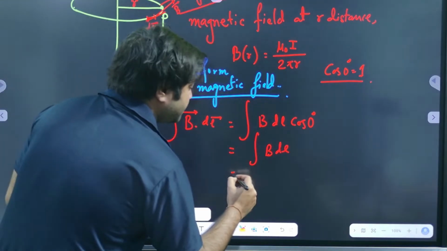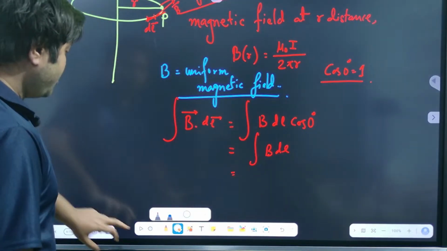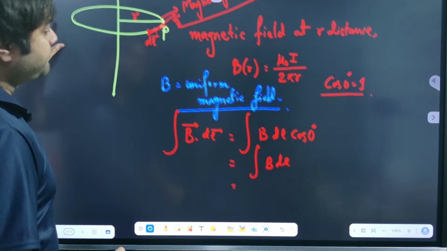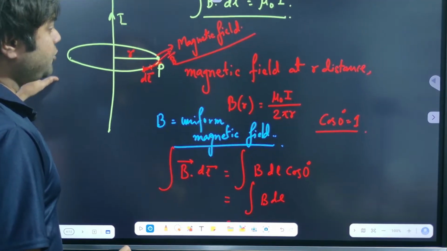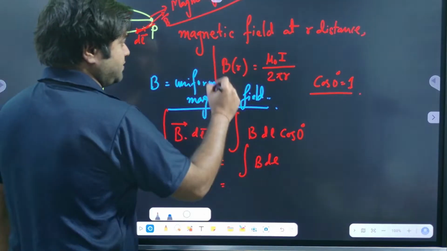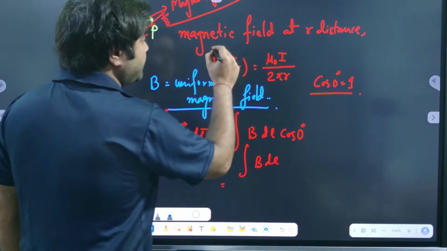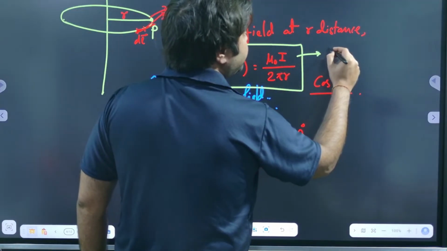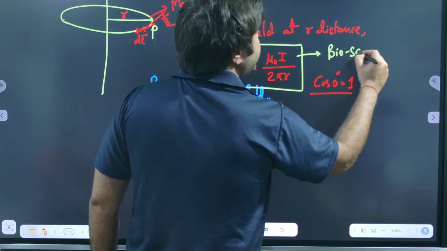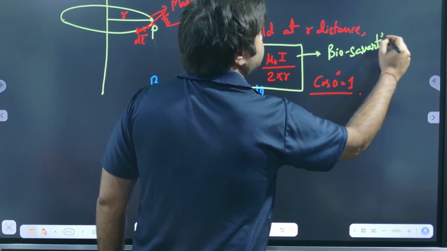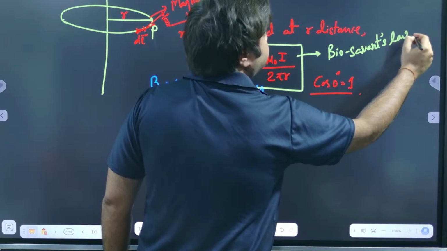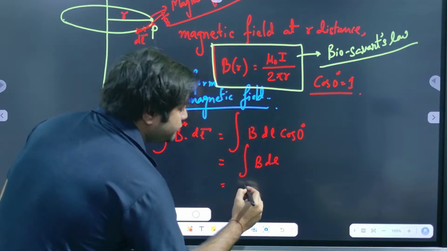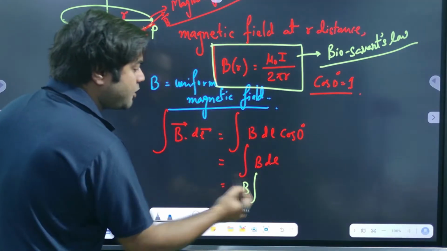Now look, this is for a long straight conductor. For a long straight conductor we know that the magnetic field is by this amount, and that we have derived from Biot-Savart's law. Now see, this B is uniform, this is constant. I can take this out from this integration.